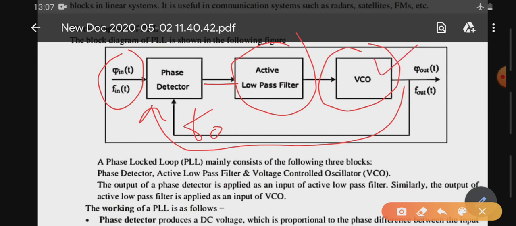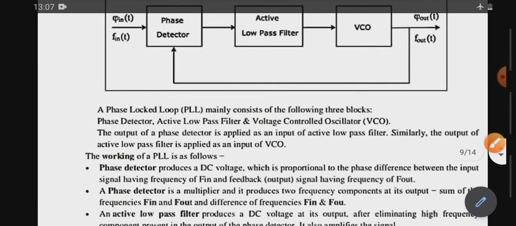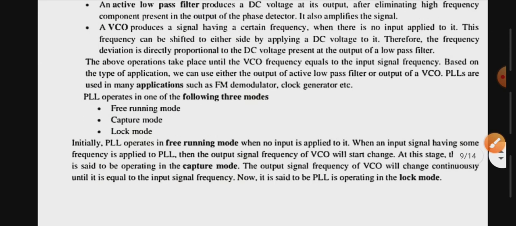Okay, so VCO is continuously generating the output signal, and when no input signal is applied, the PLL is running in the free running mode. So initially when there is no input applied, the PLL operates in the first mode, called free running mode. And in the second stage, when an input signal is applied, then the output signal frequency of VCO will start to change.